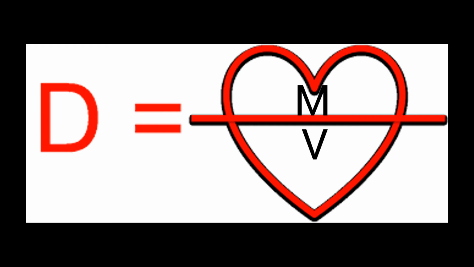Okay, so the D stands for density, the M stands for mass, and the V stands for volume. And notice that the M and the V form a heart, and the divided line between them makes an arrow. So it is love. Density equals mass divided by volume.